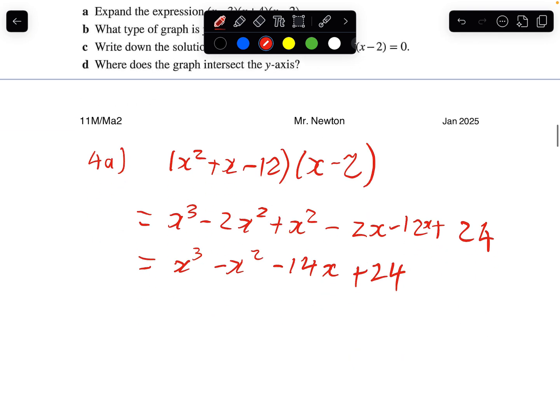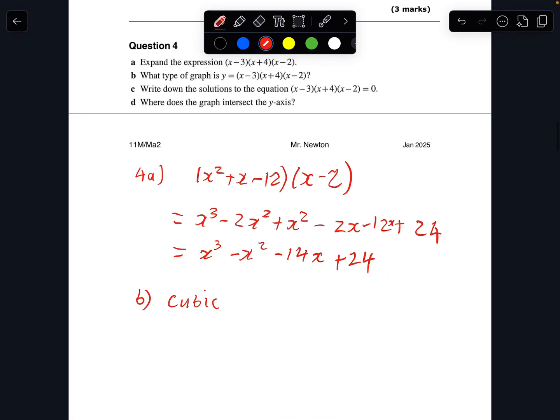Okay. B, since we have a power of 3, we know it is a cubic graph. Solutions to the equations are going to be at x is 3, x is minus 4, and x is 2. Since I am looking for solutions, I should be writing down x equals just to show that those are in fact my solutions. And finally, where does the graph intersect the y-axis? Well, its y-intercept you can see here is at 24. So you can say 0, 24 or just 24. Nice easy question, I think.